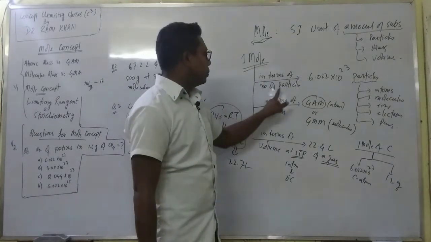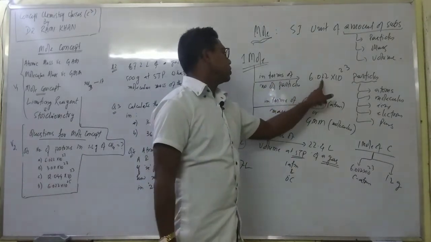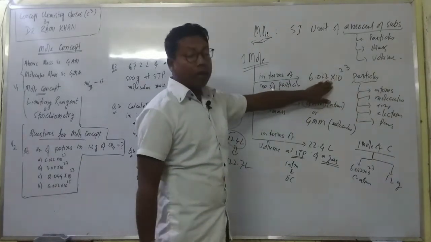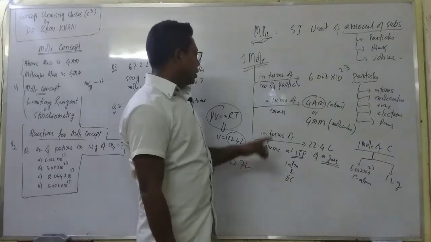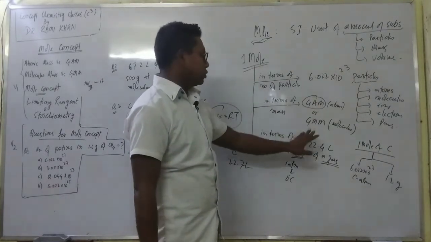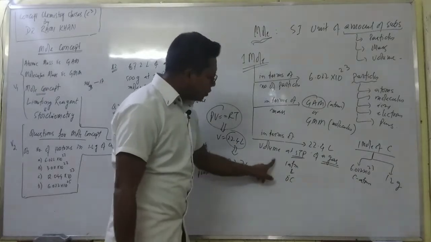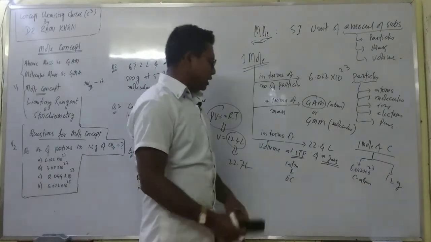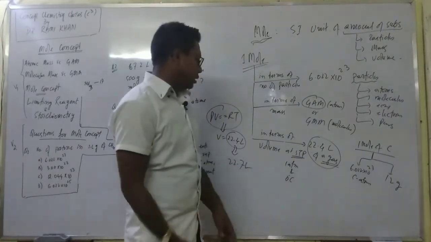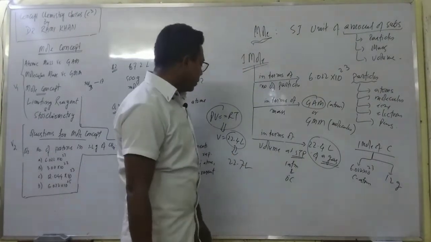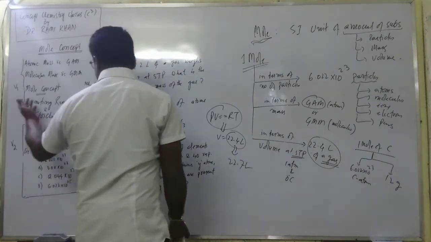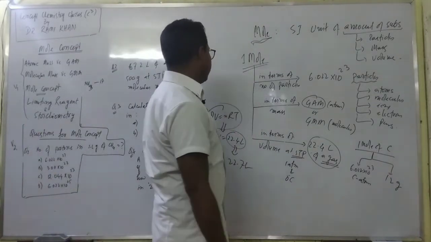In terms of number of particles, 1 mole is equal to 6.022 × 10^23 particles, and this number is called Avogadro number. In terms of mass, this is equal to gram atomic mass or gram molecular mass. In terms of volume, this definition is for a gas only, that is also at STP, 22.4 liter.